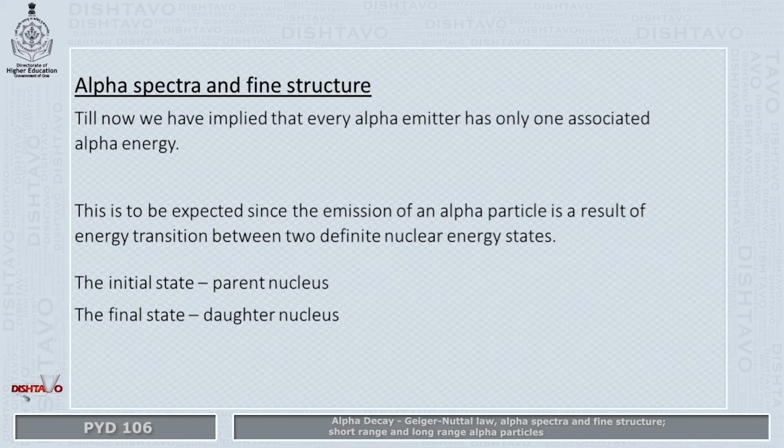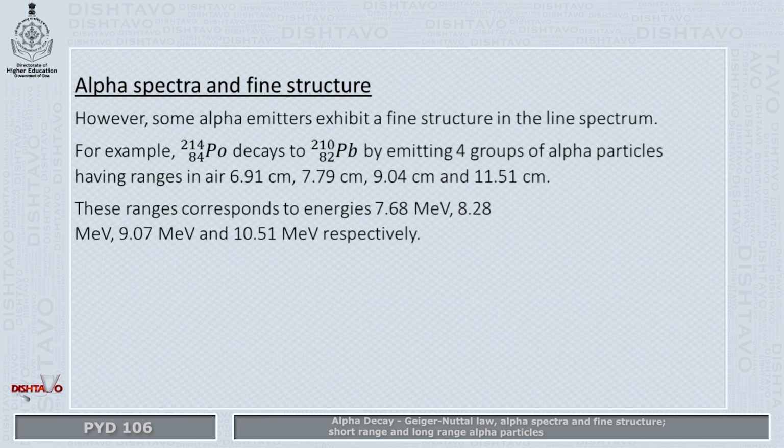This is also expected, because as I said, you will have a parent nucleus and the daughter nucleus. That's how we have been writing the equations also. We have been writing the parent nucleus on the left side and the daughter nucleus, and then emission of alpha particles. So it looks as if you're going to have only one kind of energy that will be carried. However, that is not true.